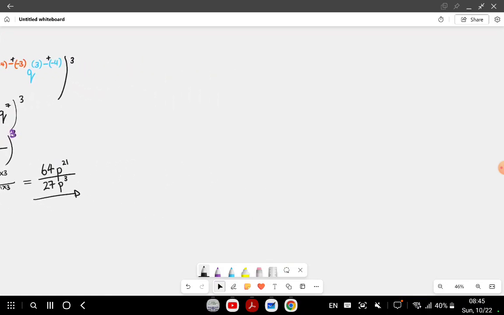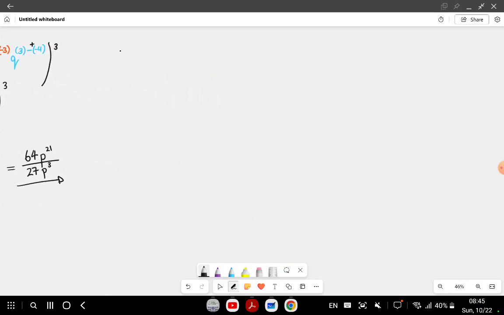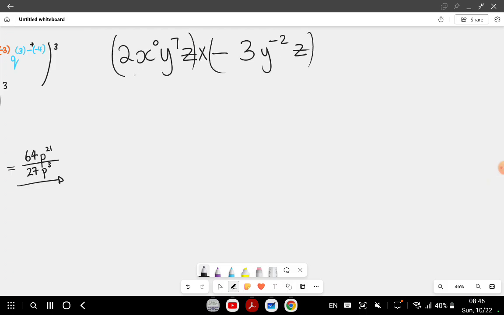Your second question for homework was 2x^0 y^7 z times minus 3y^-2 z. Again, this one is different in the sense that we are adding and subtracting, not multiplying and dividing. Hold on. Okay, I just double checked and I am wrong. We are multiplying. So this multiplied by that. Okay, that makes life so much easier.